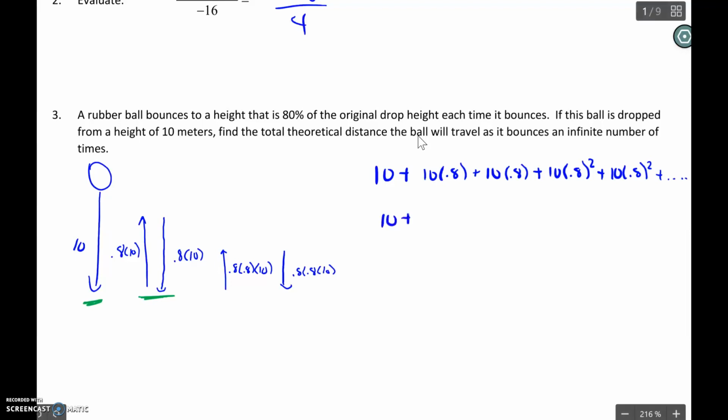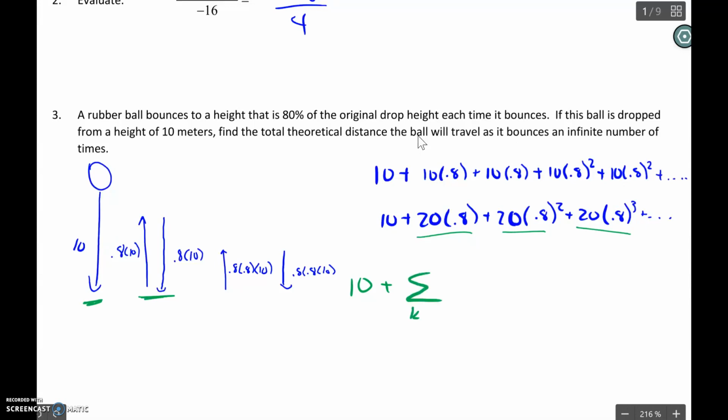So I really have 10 plus 20 times 0.8 plus 20 times 0.8 squared plus 20 times 0.8 cubed, so on and so forth. If I wanted to put this in a summation, these are the things that are the same every time, right? So I have 10 plus the sum, k equals 1 to infinity, because this is an infinite sum, of 20 times 0.8 to the k. So now I have it in summation form, just like our infinite sums that we do.